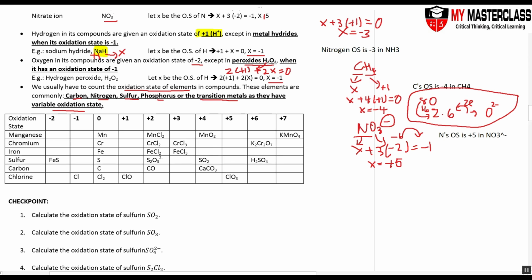So sometimes your copper can form Cu+, sometimes Cu2+. So we have to check when it is Cu+ and when it is Cu2+. For example, your iron, sometimes it can be Fe2+, sometimes it can be Fe3+. So we have to count when it is Fe2+ or Fe3+. So we have to count the oxidation state of these elements. It is very, very important. Please remember that.